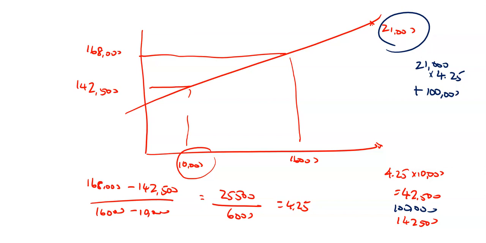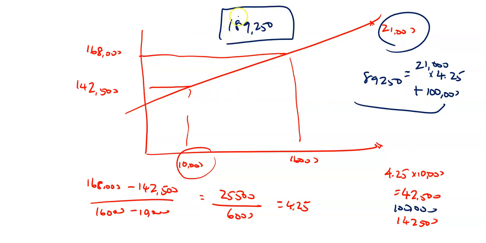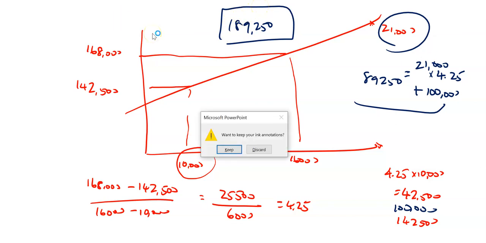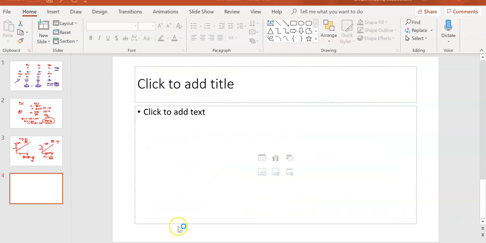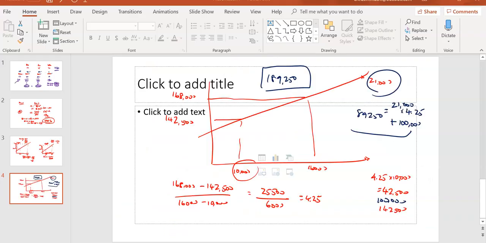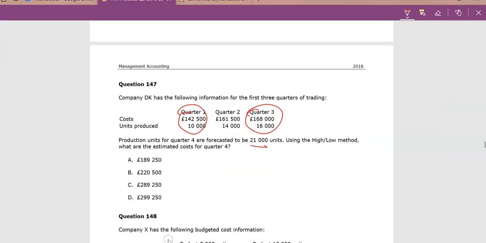So that looks like 21,000 times £4.25, and that's 89,250. Add those two things together, and you have 189,250. And that looks like A. That's A. And then finally, that's A. And that's A. Where is it? That's A, right here. Okay, great.